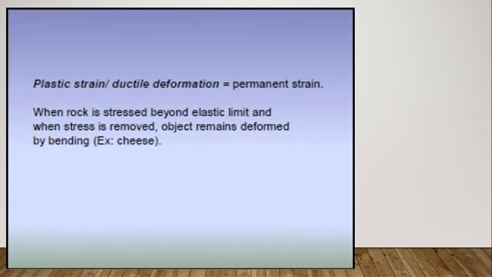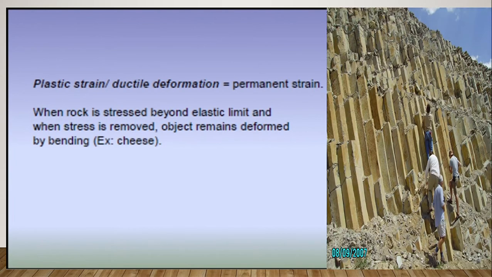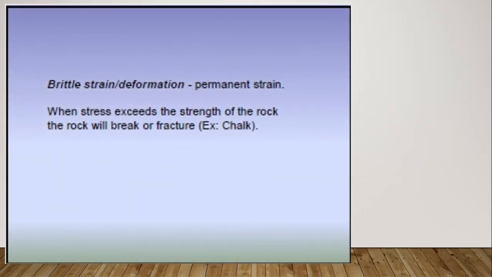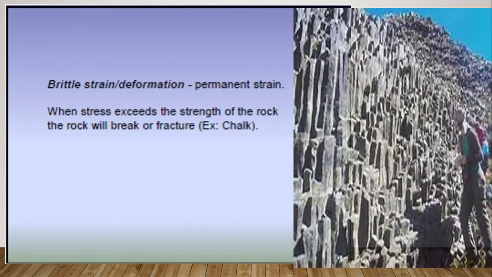Plastic strain, or ductile deformation, which is a permanent strain, happens when rock is stressed beyond the elastic limit, and when stress is removed, the object remains deformed by bending, for example, like cheese. Brittle strain deformation is a permanent strain. When stress exceeds the strength of the rock, it will break or fracture, for example, chalk.